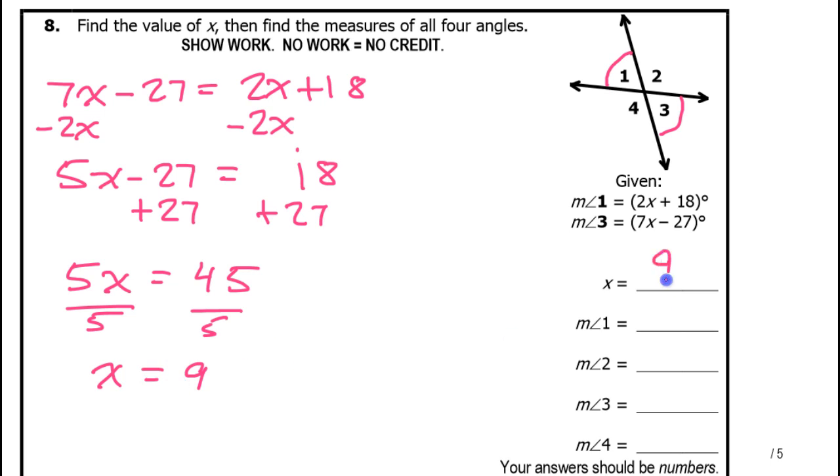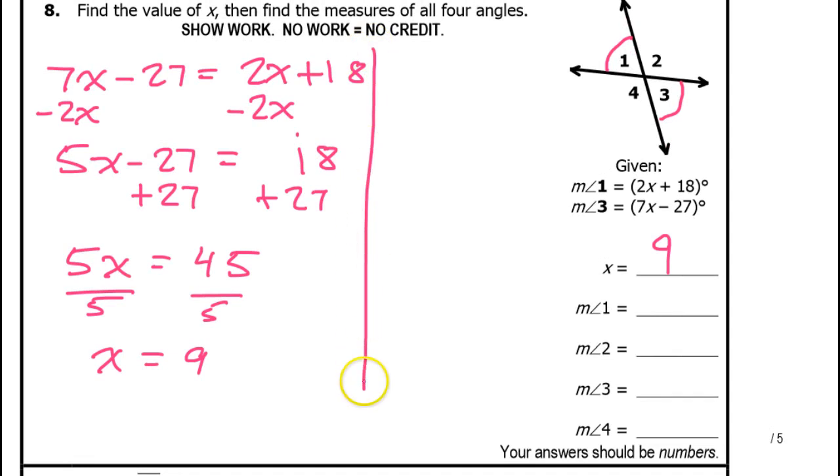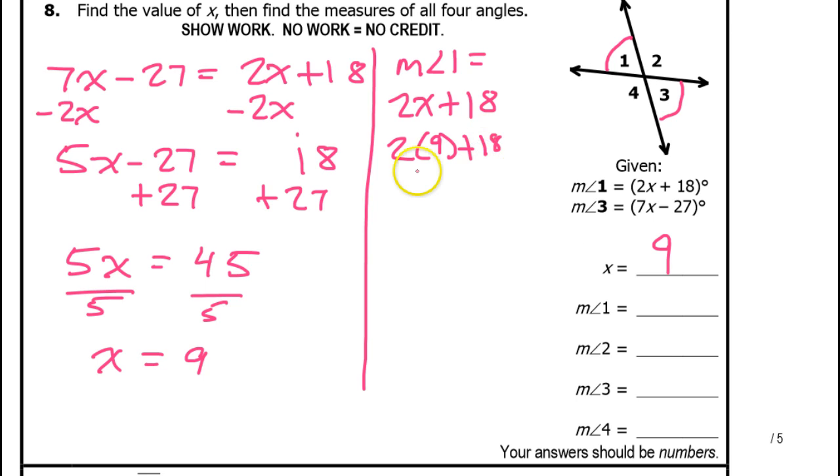So x is 9. So if I want to find the measure of angle 1, I can use the expression that they gave me. That's going to be 2x plus 18. So that's going to be 2 times 9 plus 18. That's just 18 plus 18, so that's going to be 36. So the measure of angle 1 is going to be 36. Angle 1 and angle 3 are congruent, so I can immediately jump down and put 36 for angle 3.